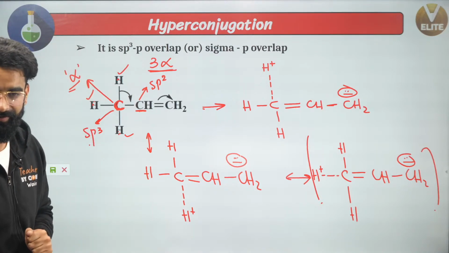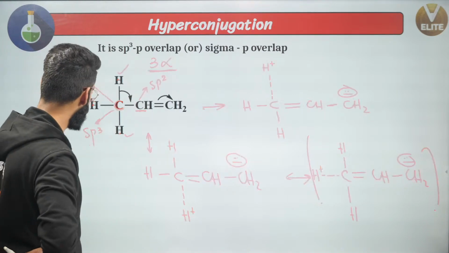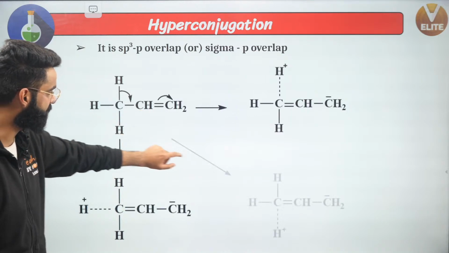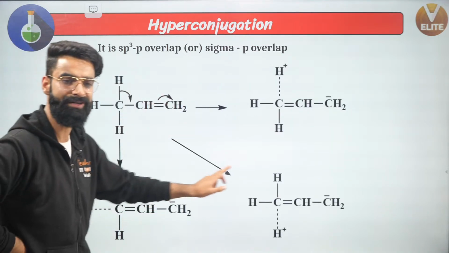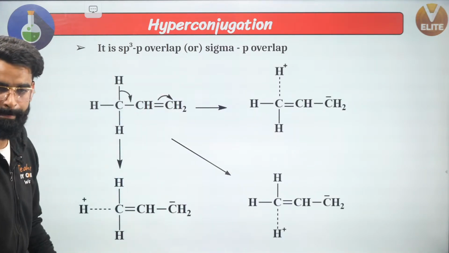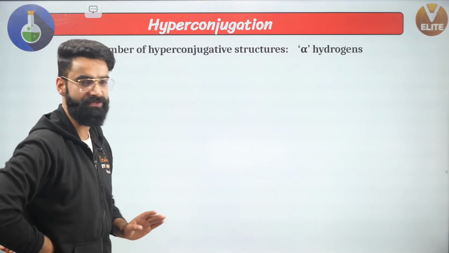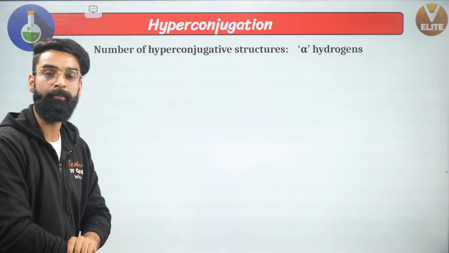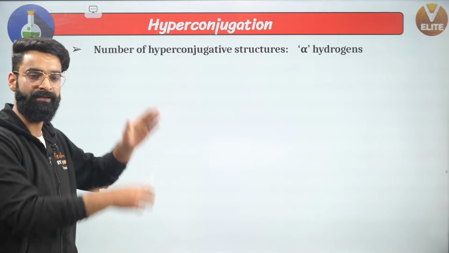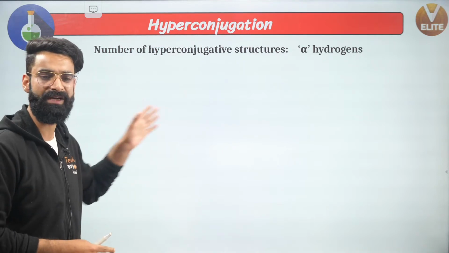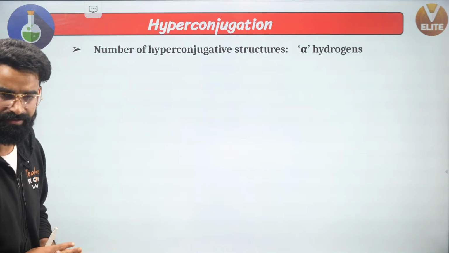Perfect, guys. Now, this is something which I've shown you. We have drawn 3 hyperconjugated structures right here. Correct? Now, as I told you, the number of hyperconjugated structures is always equal to the number of alpha hydrogens, correct? In the earlier case, which I've shown you a few minutes back, there were 3 alpha hydrogens. That means there were 3 hyperconjugated structures, correct?